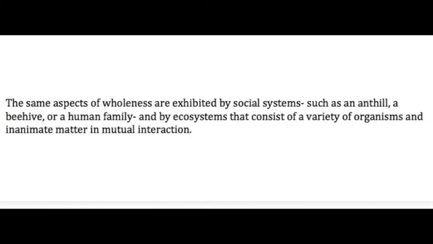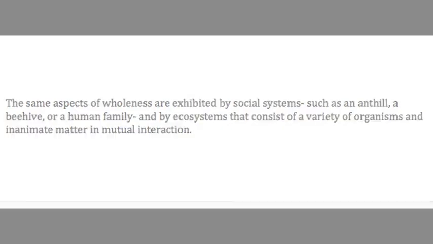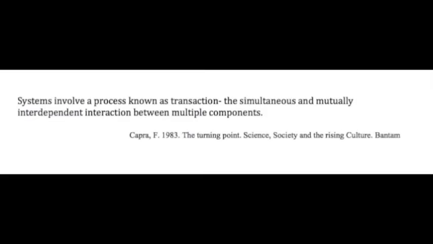But systems are not confined to individual organisms and their parts. The same aspects of wholeness are exhibited by social systems, an anthill, a beehive, or a human family, and by ecosystems that consist of a variety of organisms and inanimate matter in mutual interaction. What is preserved in a wilderness area is not individual trees or organisms, but a complex web of relationships between them. All these natural systems are wholes whose specific structures arise from the interactions and interdependence of their parts.